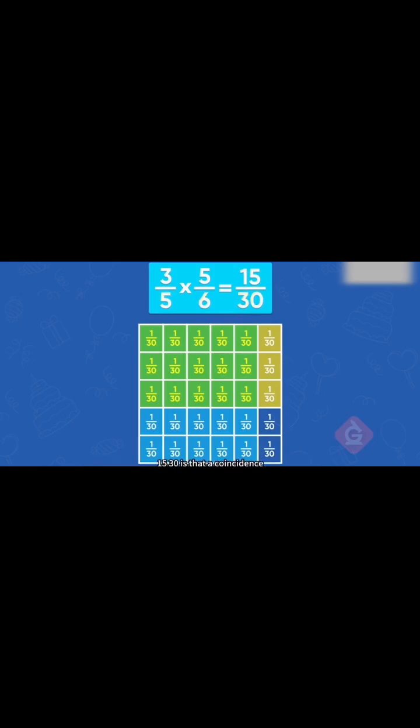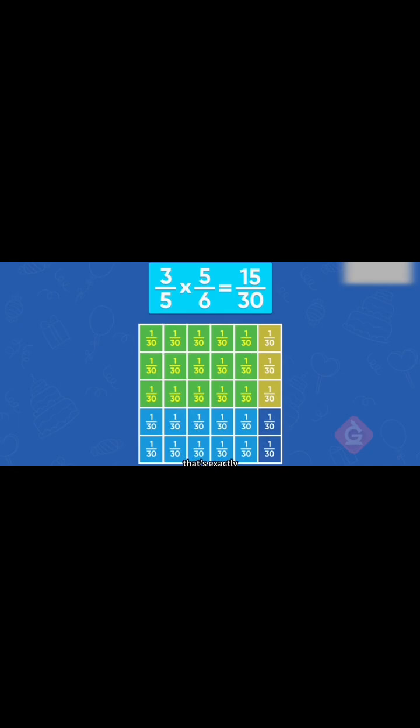Is that a coincidence? It's not a coincidence. We have 30 in the denominator because we split 6 sections into 5 parts each. 6 times 5 is 30. We have 15 in the numerator because we split 5 blue sections into 3 parts each. 5 times 3 is 15. Wait a minute. So you're saying instead of drawing those diagrams, we can get the same answer just by multiplying the numerators together and the denominators together?